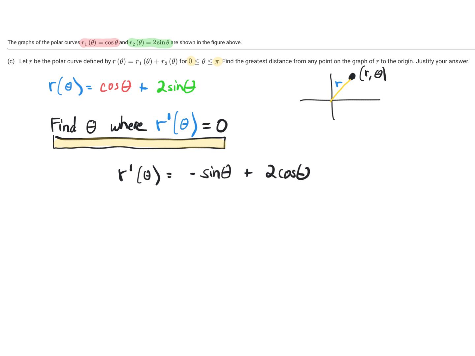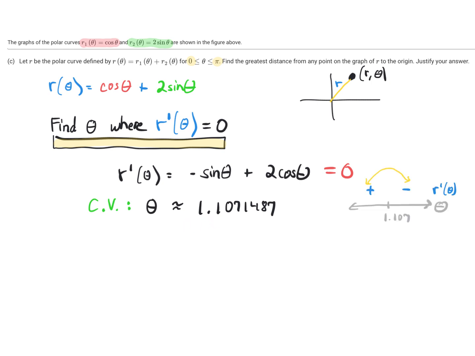There's our r prime. All right, so we have a critical value at approximately theta is 1.107. We could just look at the first derivative on the left and right side of our critical value and see that it's a positive slope, a rising graph, when theta is less than the critical value, and a negative slope, so a falling graph, after the critical value. So we know that this is a relative maximum.